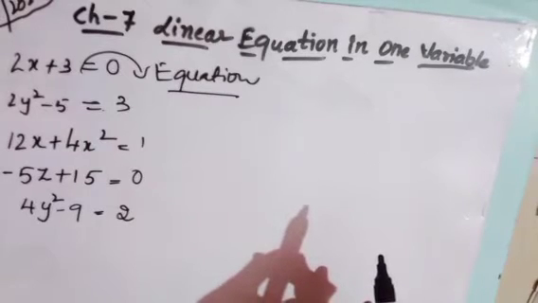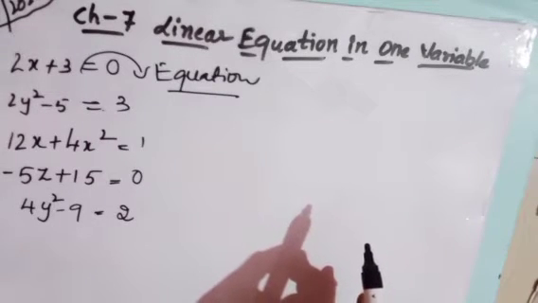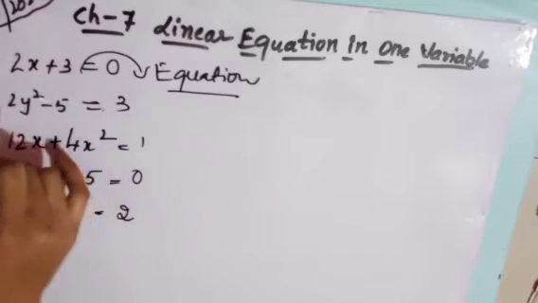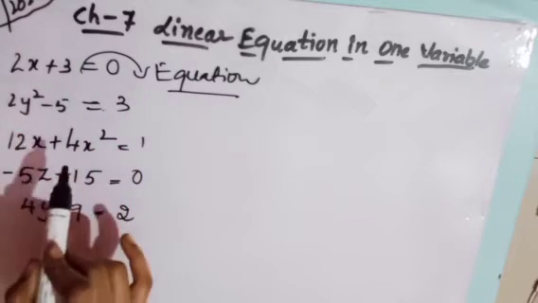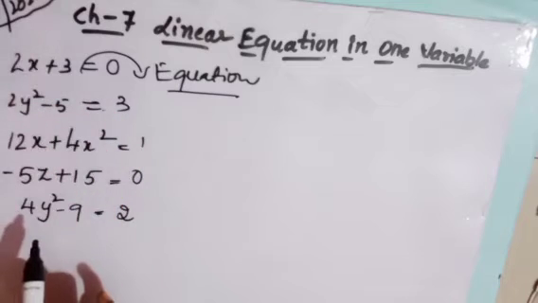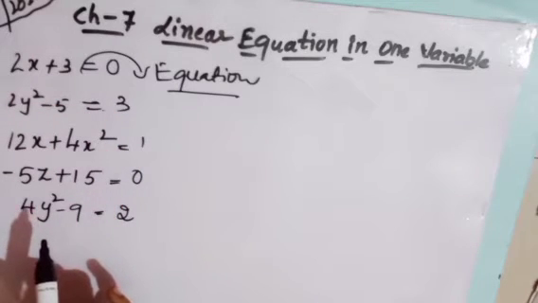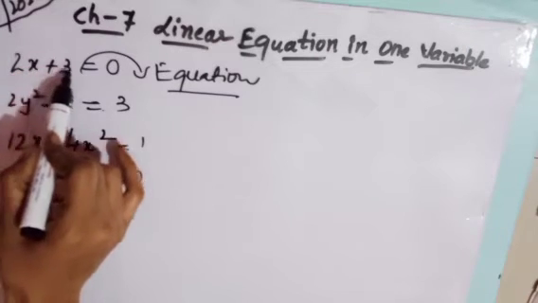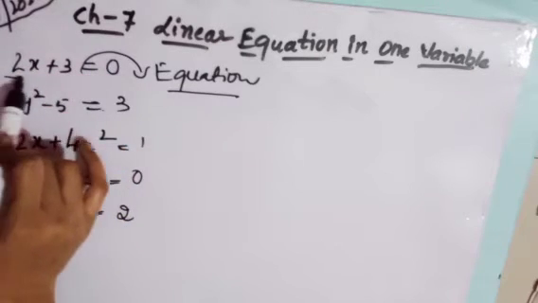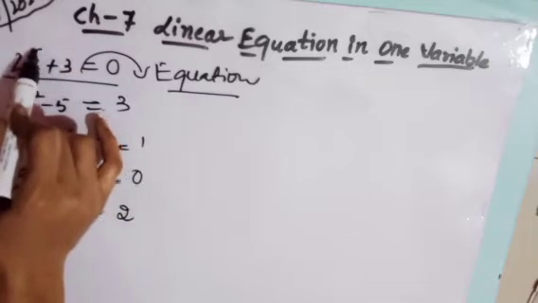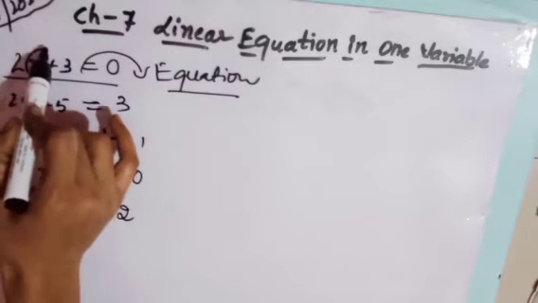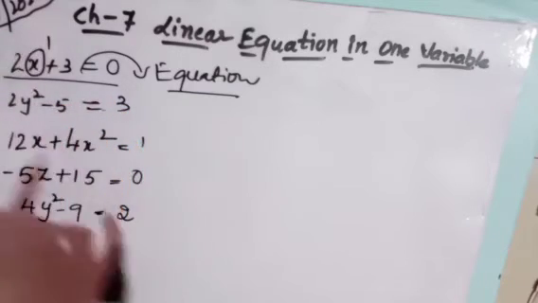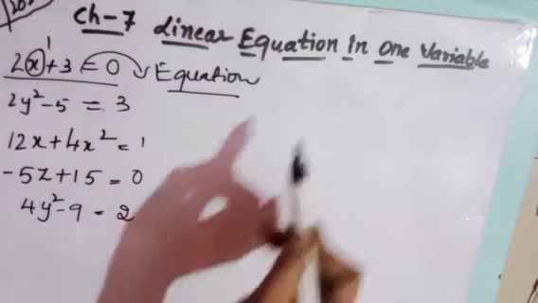Linear equation means an equation in this algebraic expression having only one variable whose degree is 1 is called a linear equation. For example, 2x plus 3 equal to 0. This equation has only one variable whose degree is 1, whose degree means whose power is 1, so it is called a linear equation in one variable.